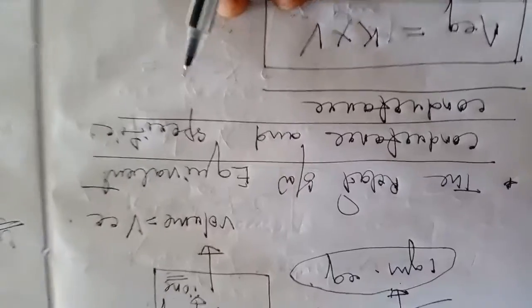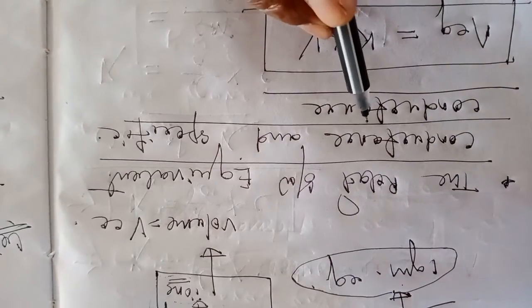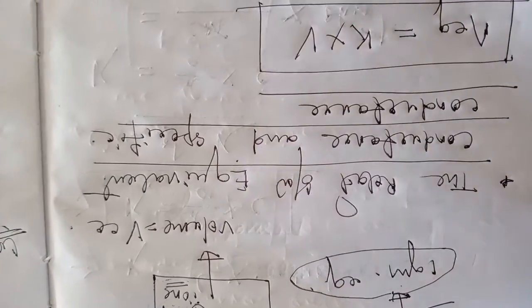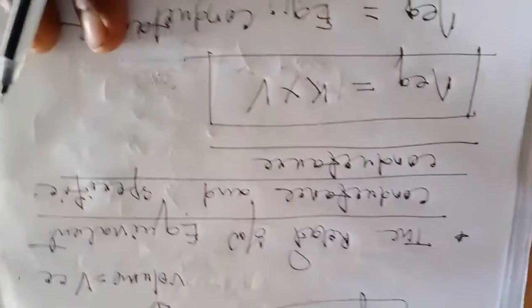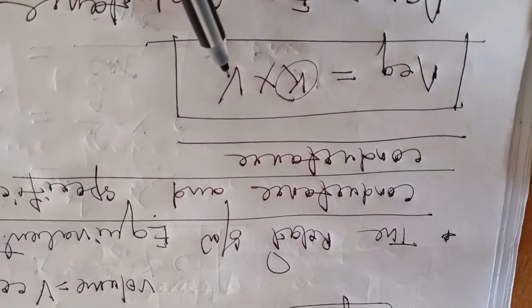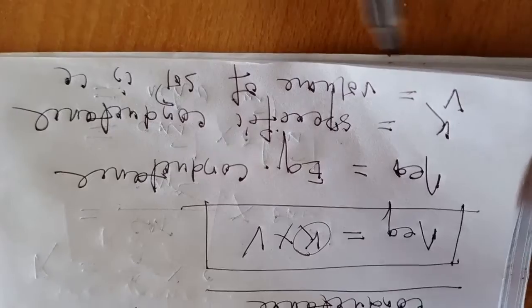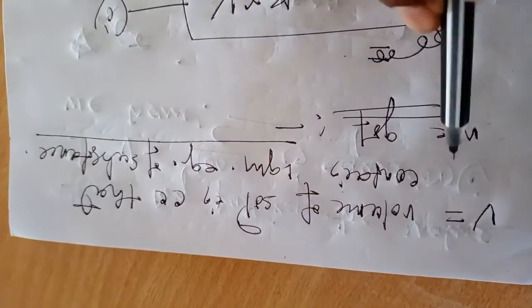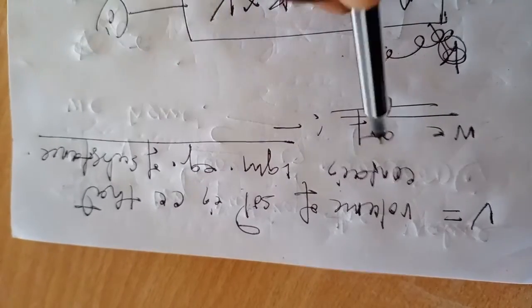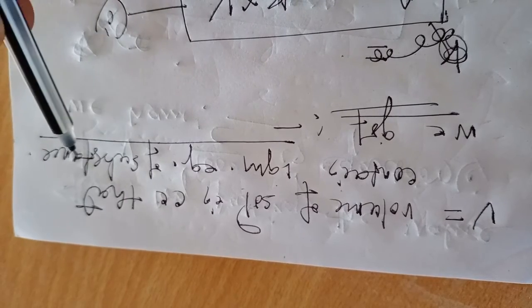Then we will see the relation between equivalent conductance, lambda Q, and specific conductance. The relation tells that equivalent conductance equals specific conductance into V. So here lambda Q is the equivalent conductance, K is the specific conductance, and V is the volume of solution in cc that contains 1 gram equivalent of substance.